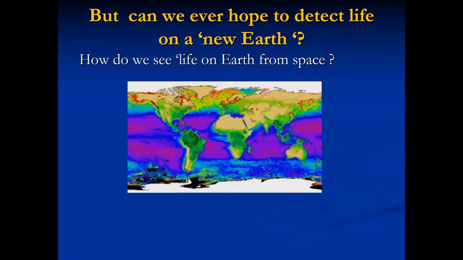So how could we see life on Earth from space? Is one of the ways. If we go out into space and look back at Earth, where we know there's life, what sort of things do you look for spectroscopically when you're looking back at the Earth? And the answer to that is you take some spectra like this.